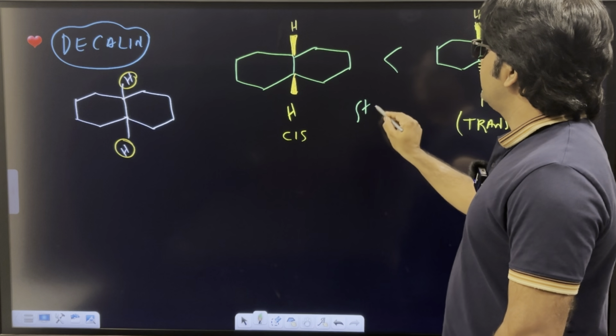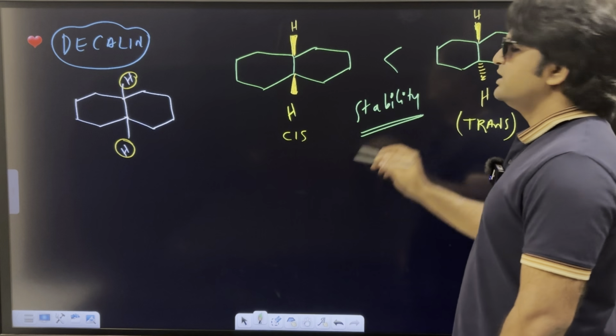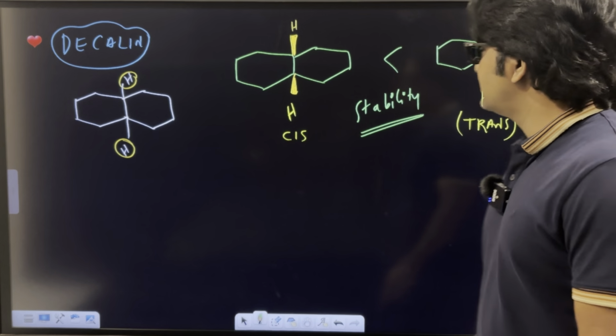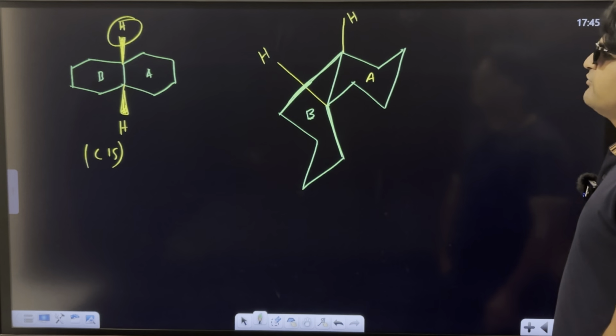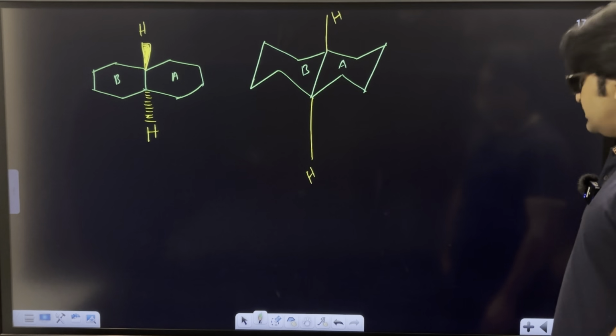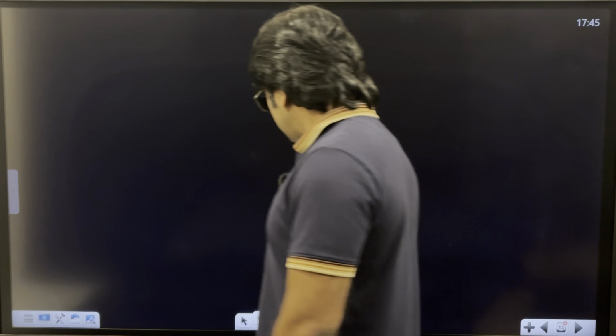Now from the stability point of view, trans decalin is more stable than cis decalin. The reason I will explain in conformational analysis. Now this is the way of writing the cis decalin molecule. Next one, trans decalin molecule. Okay, clear. Next, come to the next important examples when cyclic compounds are given like this.